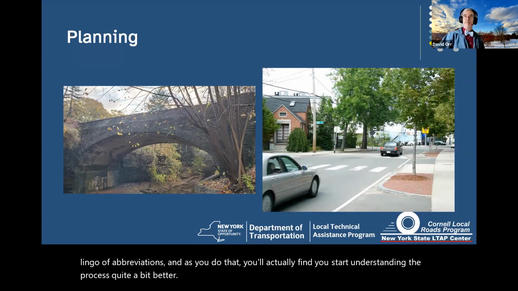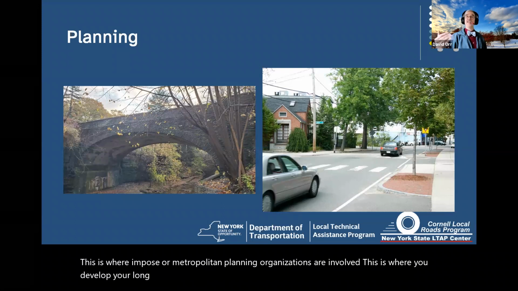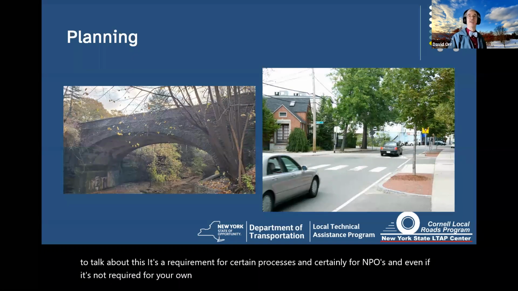This is where MPOs, or metropolitan planning organizations, are involved. This is where you develop your long range plans. And yes, you're probably going to need to have some public meetings to talk about this. It's a requirement for certain processes and certainly for MPOs. And even if it's not required for your own local plans, it can actually be a very good idea.